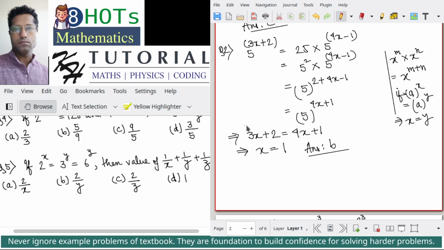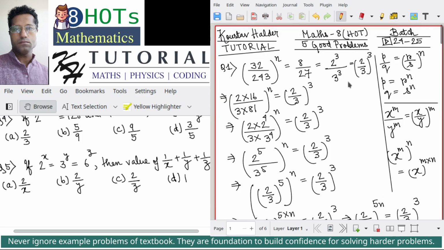So I hope solving these problems will give you good practice and evaluation of your understanding of exponents, the laws of exponents, and some very specific topics like exponential equations and how to simplify some very complex exponential terms, and then some miscellaneous problems. So please stay tuned for more problems of this kind coming soon in this same playlist, that is Maths 8 Hot.